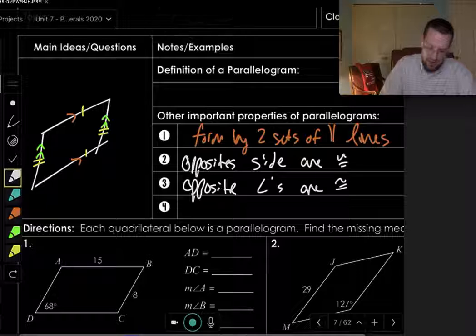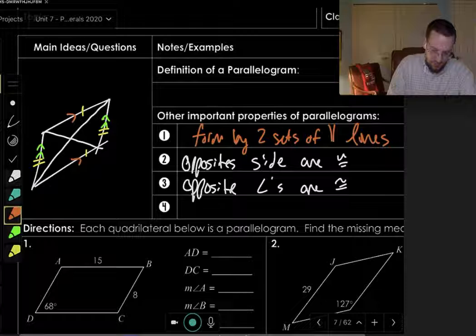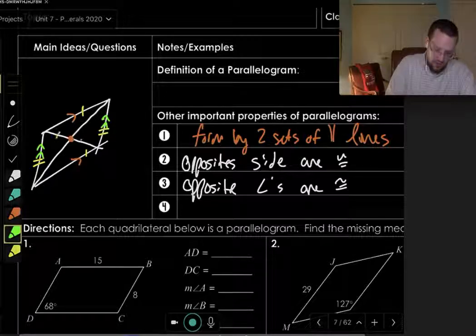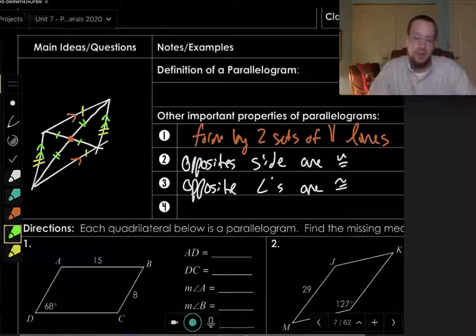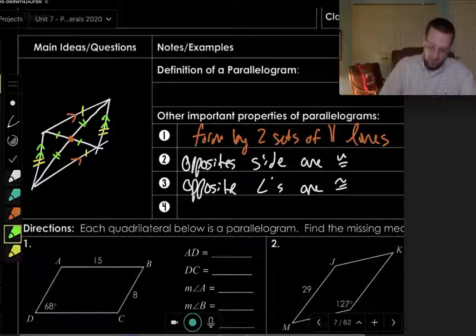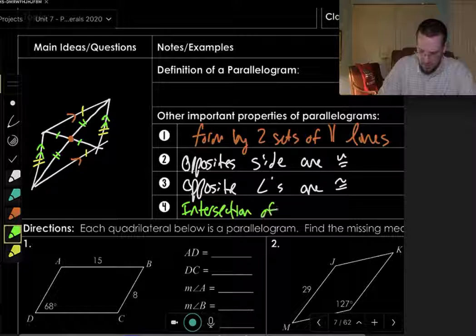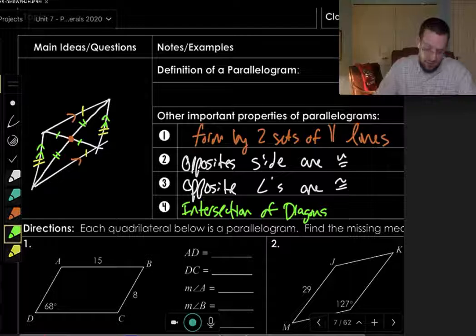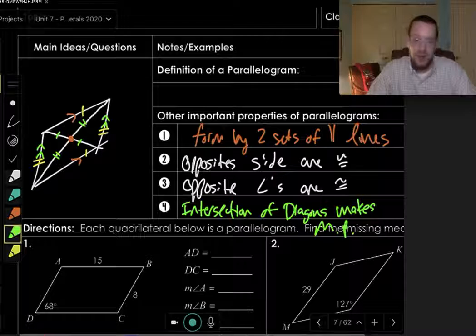And now we know that the intersection of the diagonals, so this point here, actually creates a midpoint. Now that means that on either side the segments are congruent. So the intersection of diagonals makes a midpoint. I'm just going to write MP. So the segments on either side of the diagonals' intersection are congruent at the midpoint.